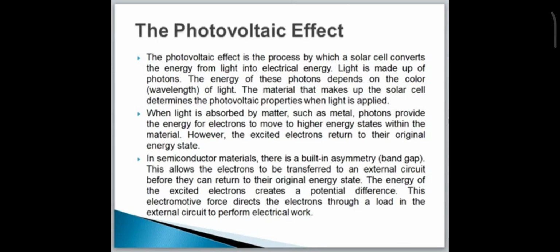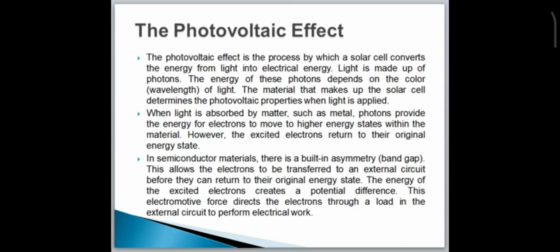The material that makes up the solar cell determines the photovoltaic properties when light is applied. When light is absorbed by the material, photons provide the energy for the electron to move to a higher energy state within the material. Simply, if we expose the material to light, the electron present in the valence band moves towards the higher energy state into the conduction band, so that the excited electron, when it returns to the original energy state, will radiate energy.